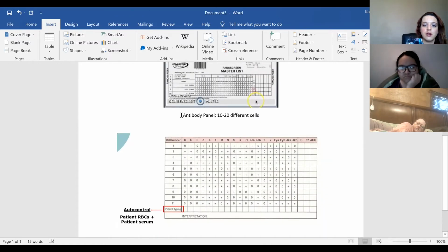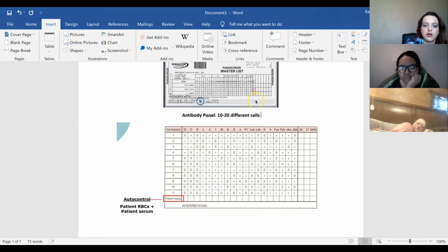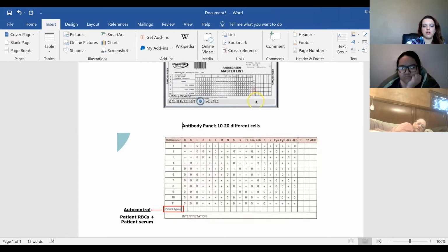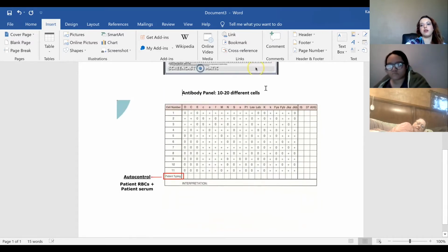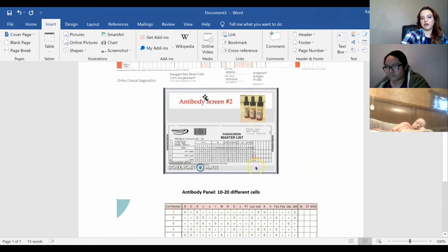Okay, let me bolden this up a little bit. Can you read that? Yeah. So down here's your antibody panel. The difference is instead of 3 sets, you've got 10 to 20. This one happens to have 11. And what you'll do is fill them in for each one the same way you would the antibody screen.